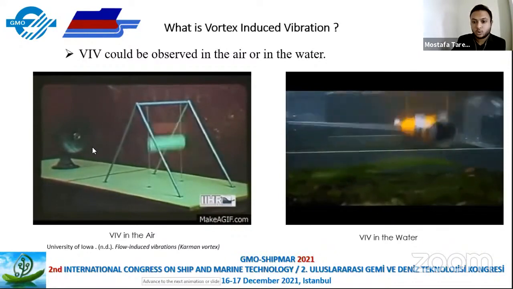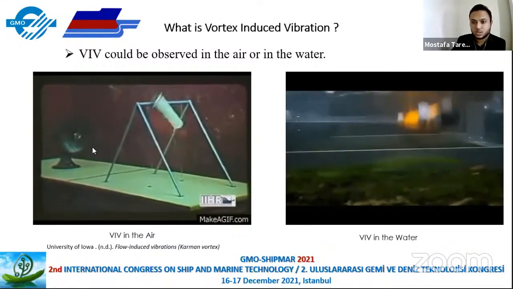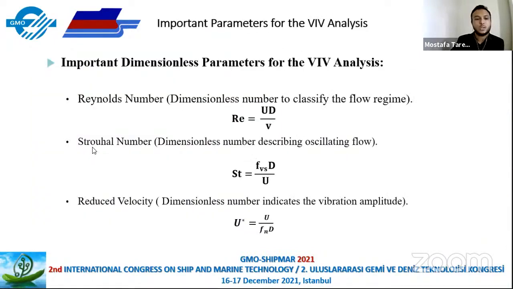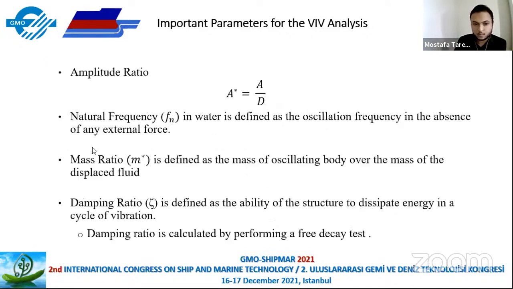What are the important parameters that we shall consider in our studies if we are examining vortex-induced vibration? The first thing we need to consider, and the most important, is the Reynolds number. The Reynolds number basically classifies the flow regimes we have. After that, the Strouhal number describes the oscillating flow. And we also have reduced velocity, which basically indicates the vibration amplitude.